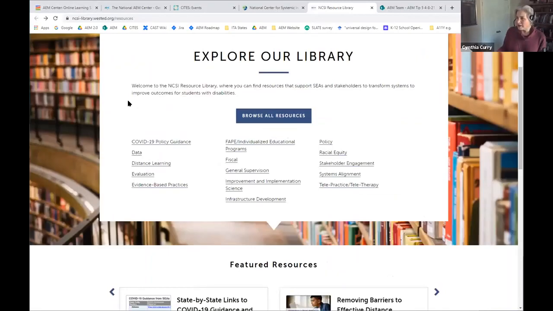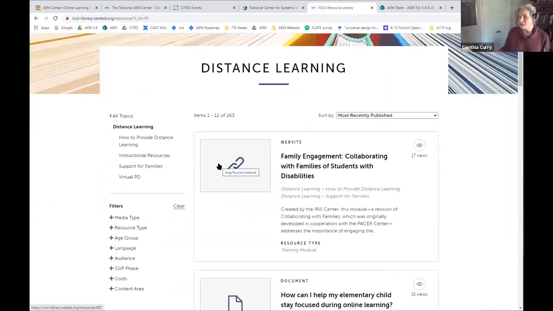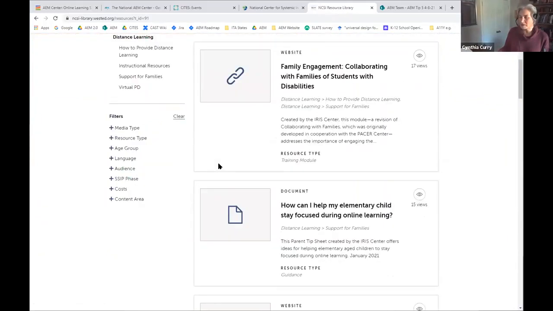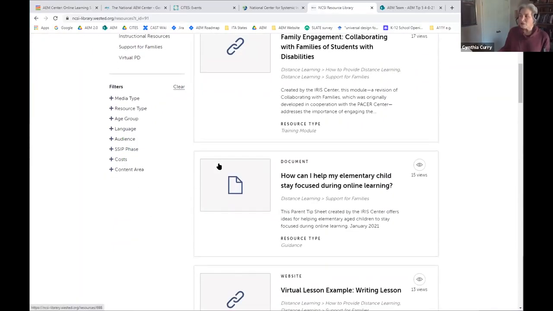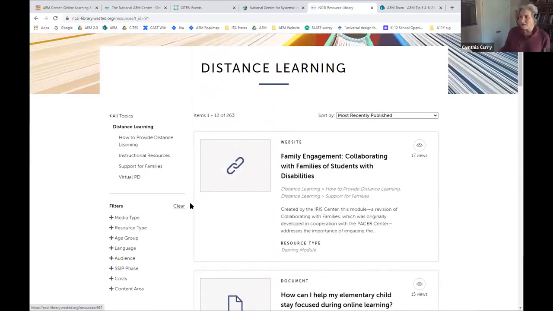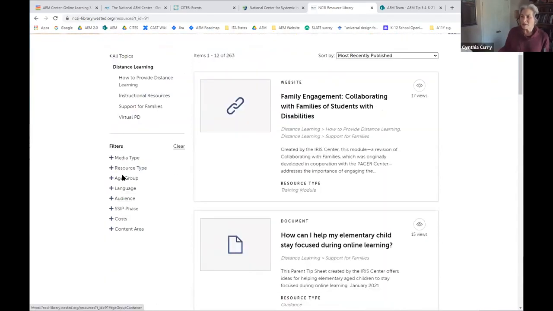And then if we go back and look at, for example, distance learning, there have been a number of resources that have been added over the past year because of, clearly, the focus on the pandemic and the types of supports that states, districts, and families have needed. So there are resources specific to that as well. And then you can also filter by resource type, by language, by audience.